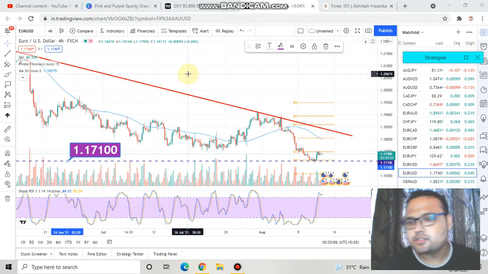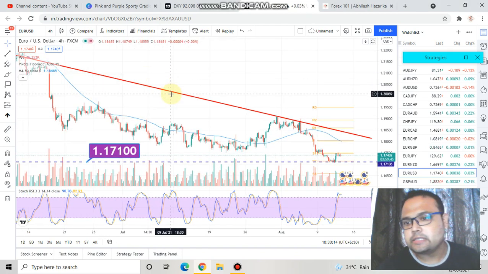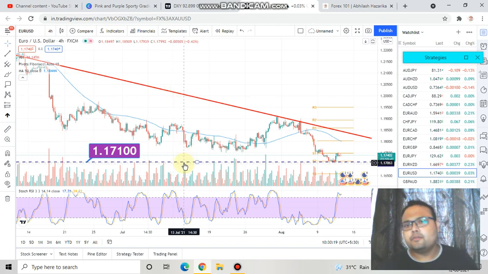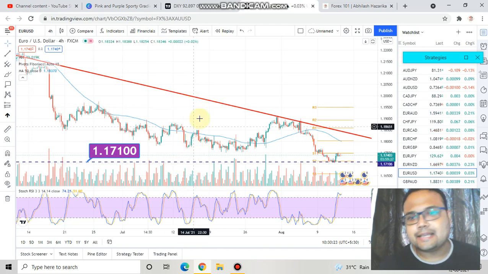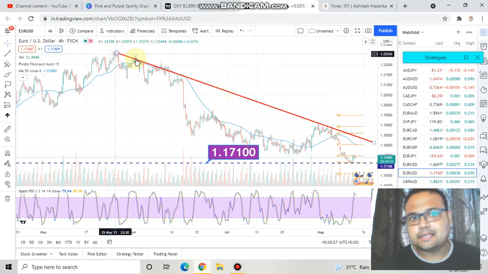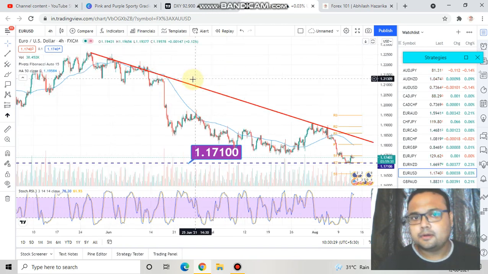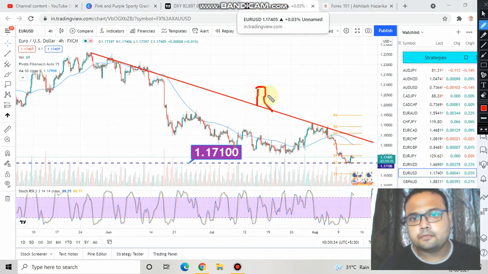So this is the 4 hour chart of Euro USD in front of us. And as you can see, the chart looks pretty simple, because the market is in a downtrend. There is a resistance here on the upside, then we have a support here on the downside. If you have watched my other videos on Euro USD, then you can recognize these lines pretty well. Because one thing is very much certain: this red trend line is a strong resistance for the market, and on the other hand, this is a strong support for the market.